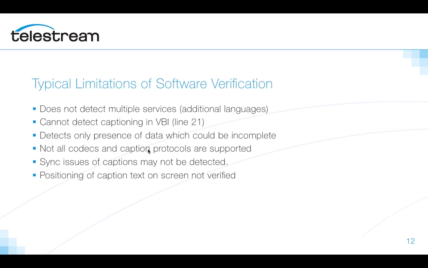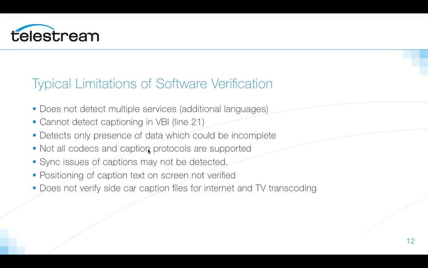And positioning of caption text on screen is not verified. That's another thing. So let's say you have a caption, it's in sync, and the problem is it's blocking half of the lower thirds. So you have to be able to play it back and verify that the positioning is properly done. And there's new legislation coming next year from the Federal Communications Commission, the FCC, in the U.S. that is going to check for these kinds of things. So it's important to verify that the positioning of your captioning on the screen is properly done for accessibility.